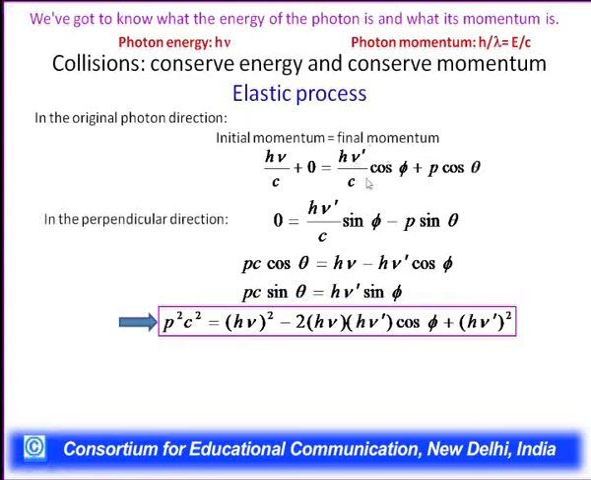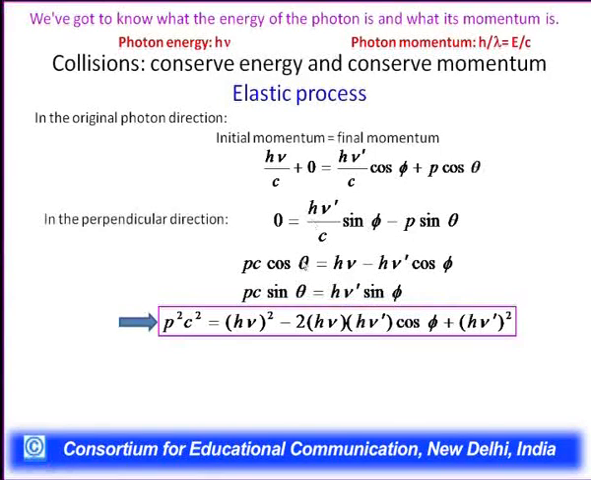This is taken for the photon, this is for the electron, and this is the incident photon. Then in the perpendicular direction, 0 is equal to h nu dash by c sin phi minus p sin theta. This is for the scattered photon, and this is for the scattered electron. Now we get pc cos theta is equal to h nu minus h nu dash cos phi, and pc sin theta is equal to h nu dash sin phi.